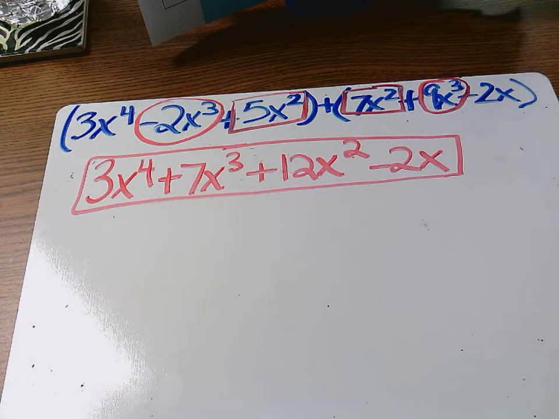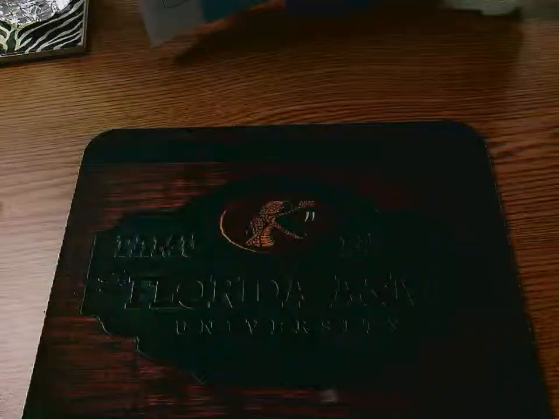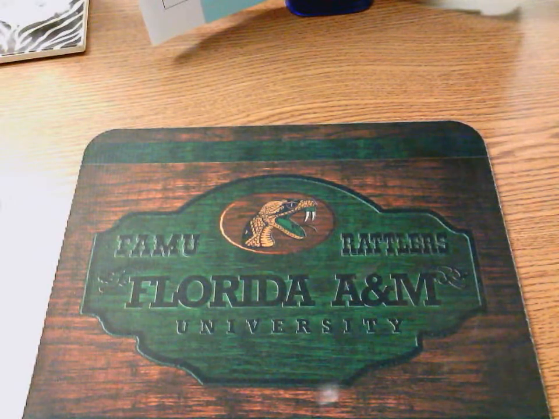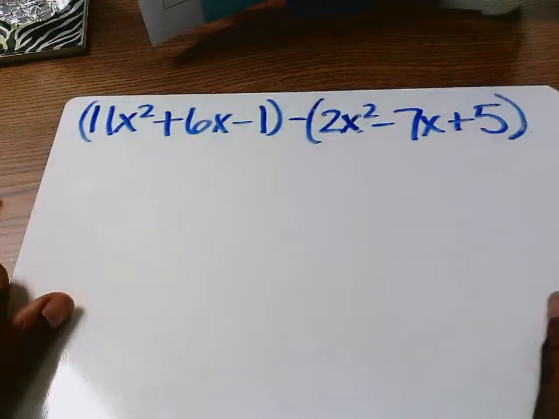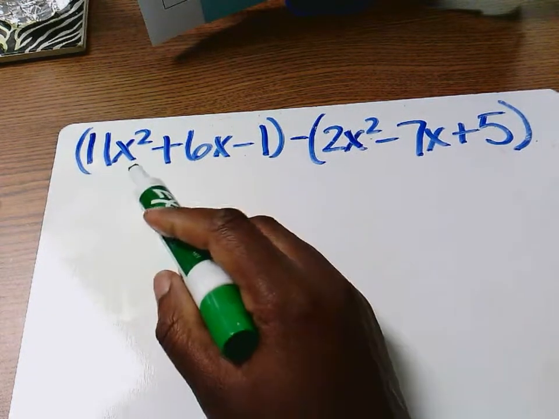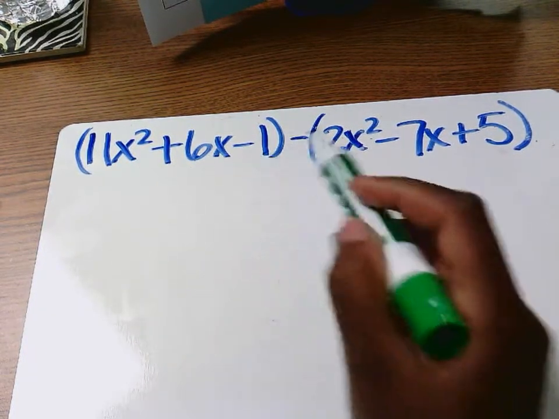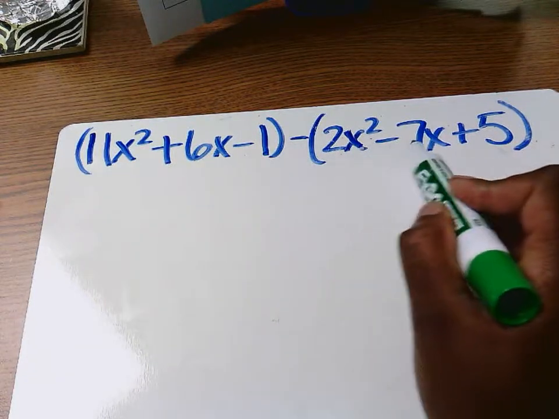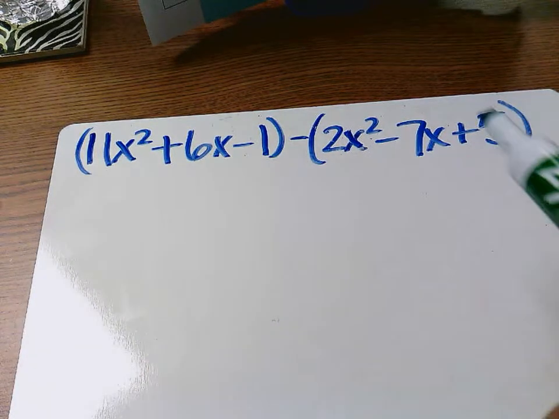Next up is our subtraction, our difference of polynomials. Difference meaning subtraction. We just finished up addition, meaning sum. So now let's do the difference of polynomials. So here we go. I have 11x squared plus 6x minus 1 minus 2x squared minus 7x plus 5.